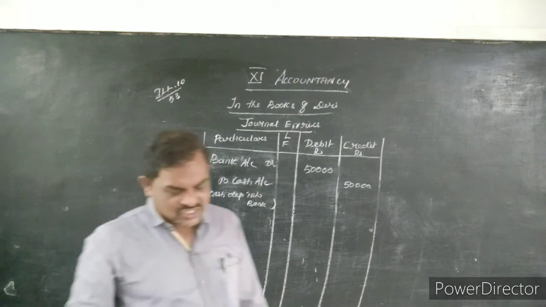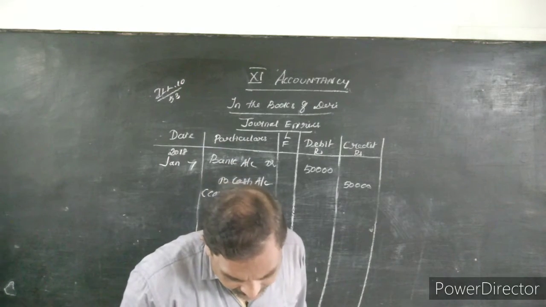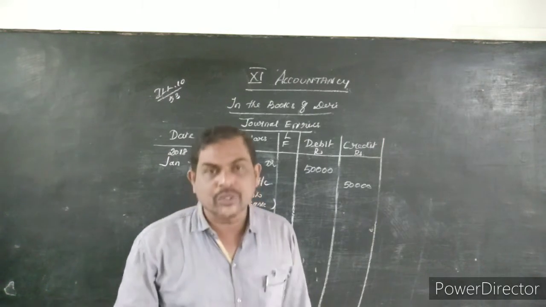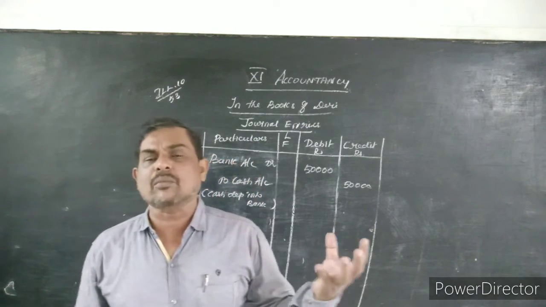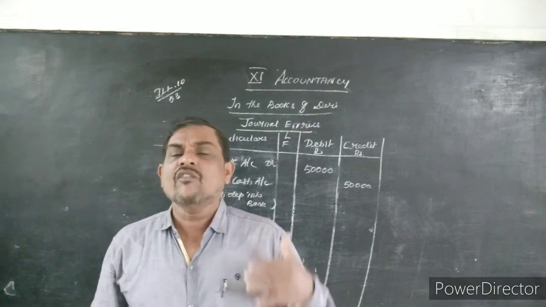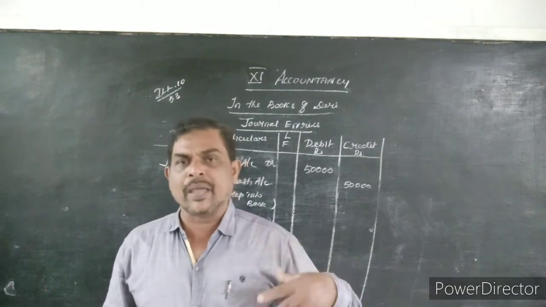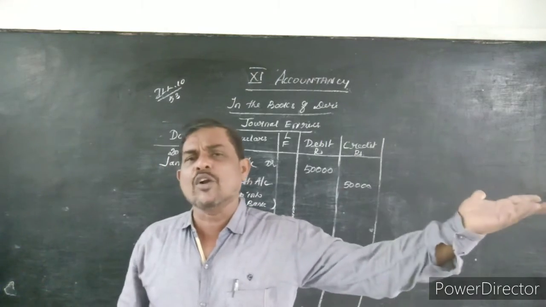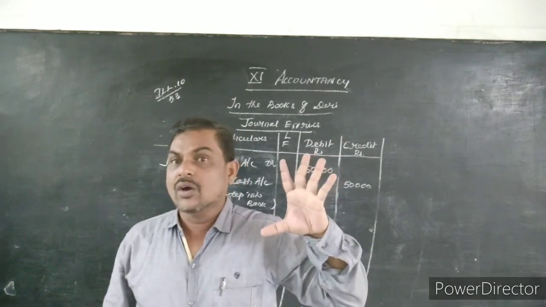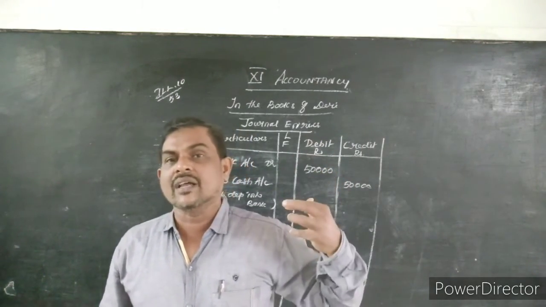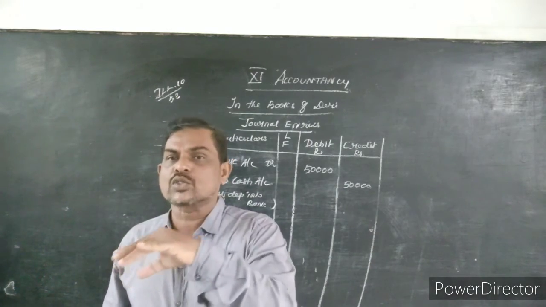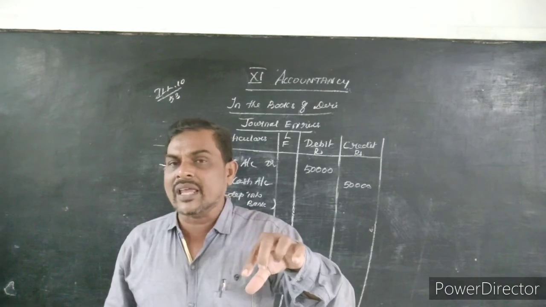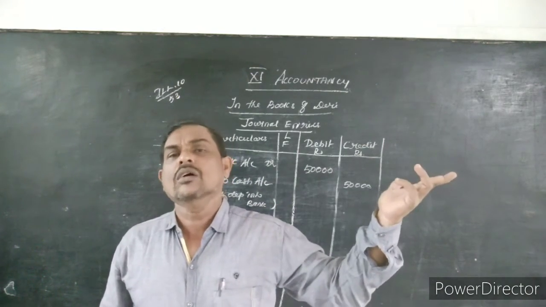Yes. What is the next journal entry? Date 8. Purchase of goods from Z and company and paid through debit card. Again, I am purchasing some goods from Z and company, and I am paying by debit card. Debit card is bank. But when you receive the check and have not deposited it into the bank, you treat it as cash only. After depositing into the bank only, it will turn to a bank account.